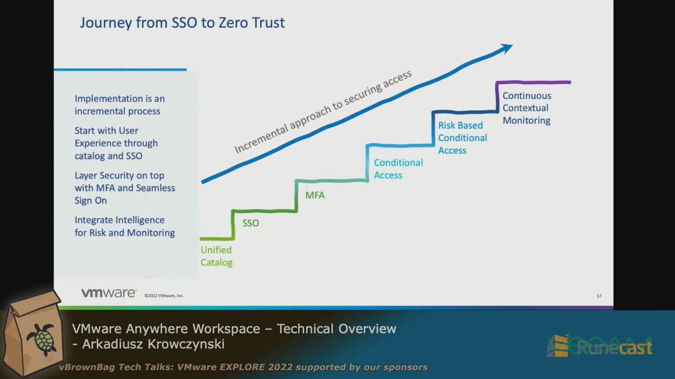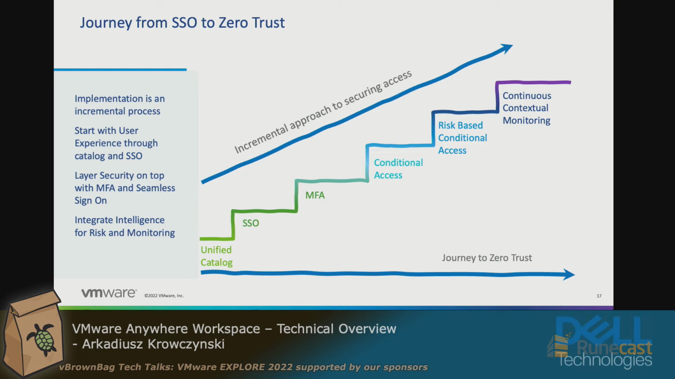And all these steps, so the unified app catalog that we mentioned with Hub, single sign-on, multi-factor authentication, conditional access and monitoring, is really the approach from single sign-on to zero trust, because zero trust is a buzzword.